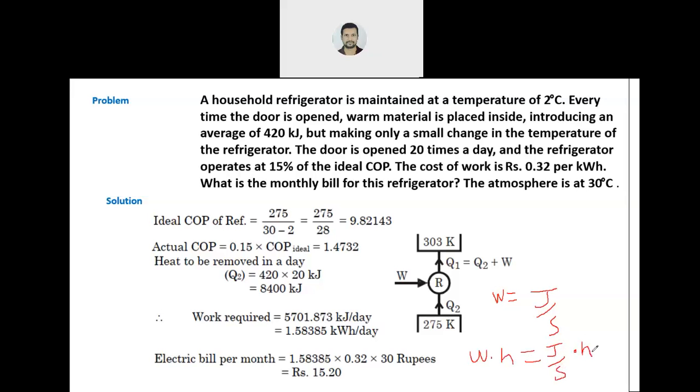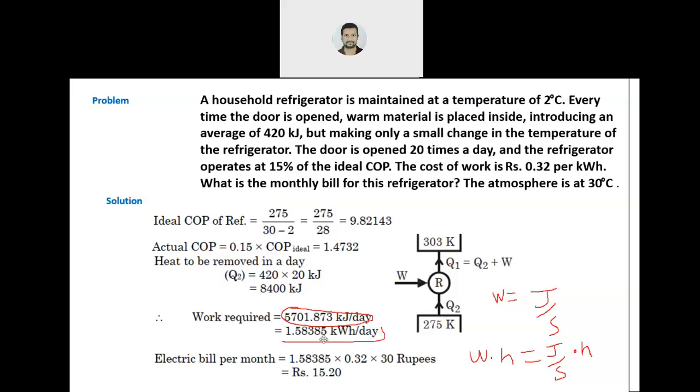Now here there is second, so here you also want second, or in reverse, here is hour, so you want hour here. How will it come? In 1 hour there are 3600 seconds. So divide this kilojoule per day by 3600. You will get this in terms of kilowatt hour. So this is the work required.